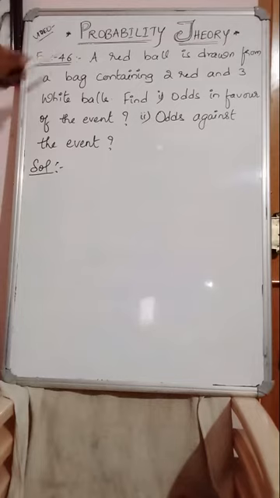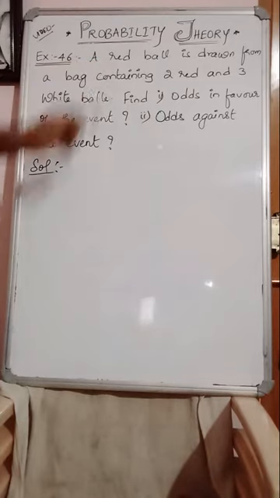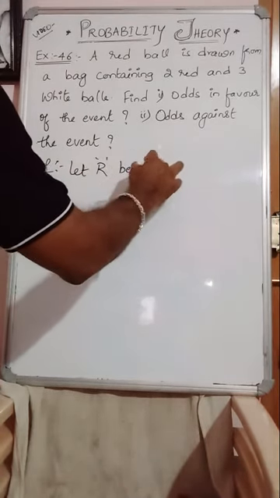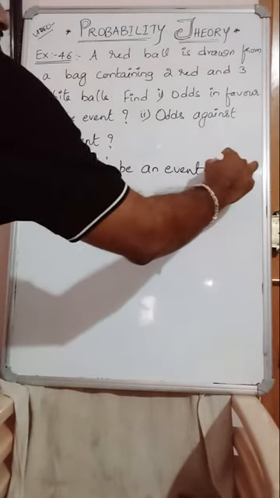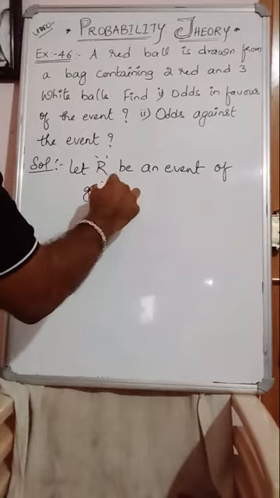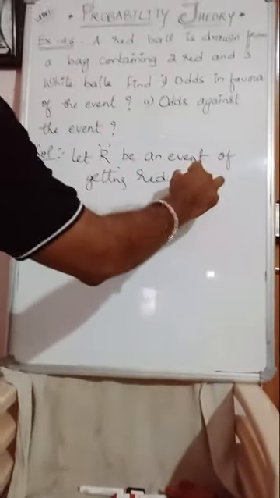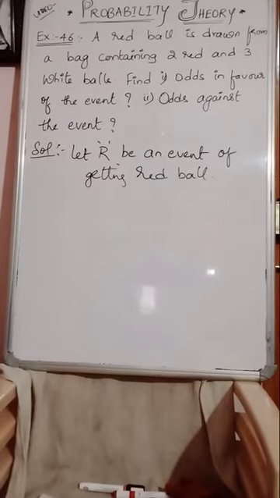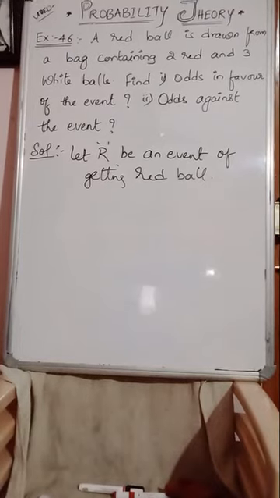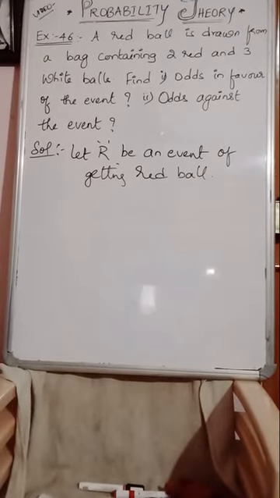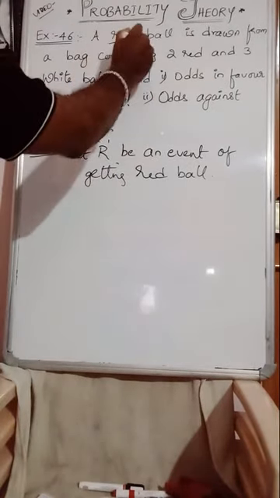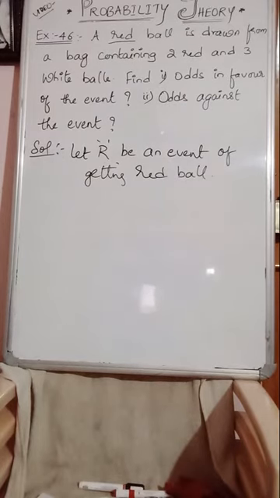Here what is the event? Selecting a red ball is the event. Let R be an event of getting a red ball, right? Next, find odds in favor. See, favor is getting a red ball, against is not getting a red ball. Very simple logic. Clear, guys?